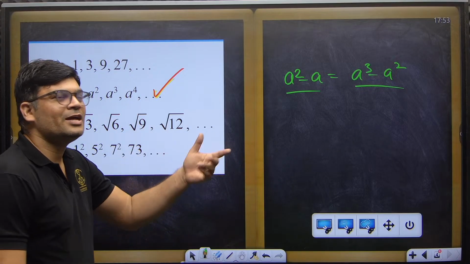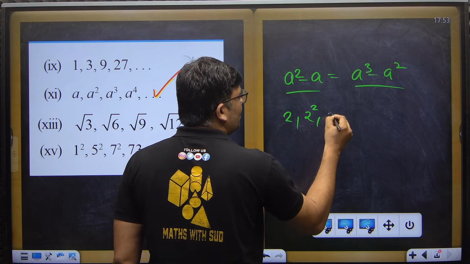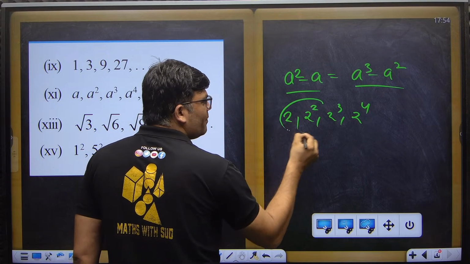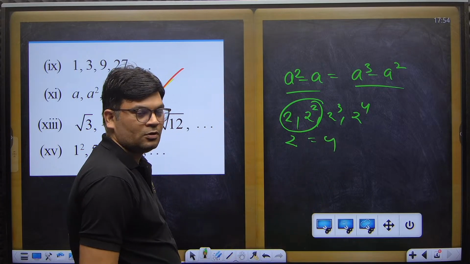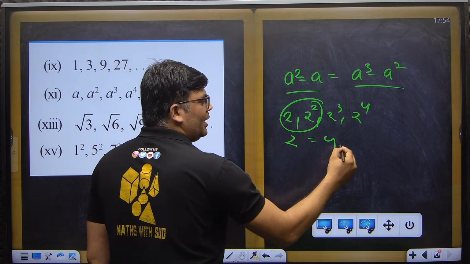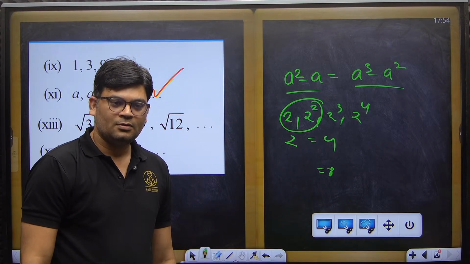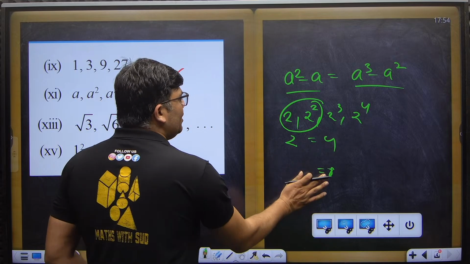If you want to check, you can replace it by a number. Let us say 2 square, 2 cube, 2 to the power 4. Now 4 minus 2 is 2. 8 minus 4 is what? 4. And 16 minus 8 is what? 8. So are we adding the same number? No. We are adding a different number. It is being multiplied, not added. So this is not an AP.